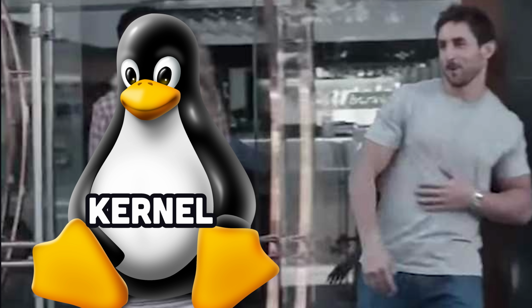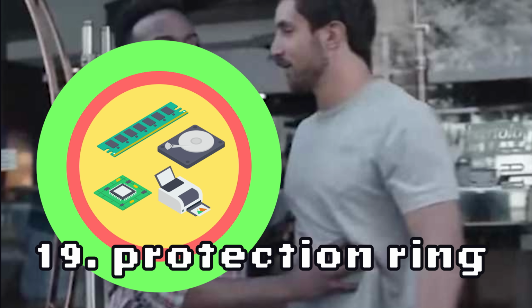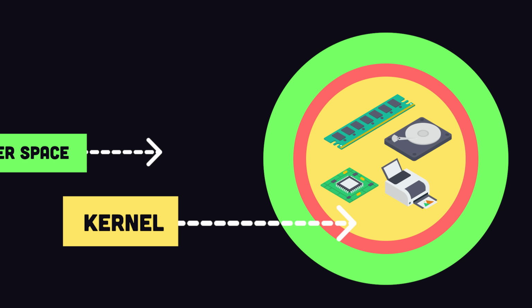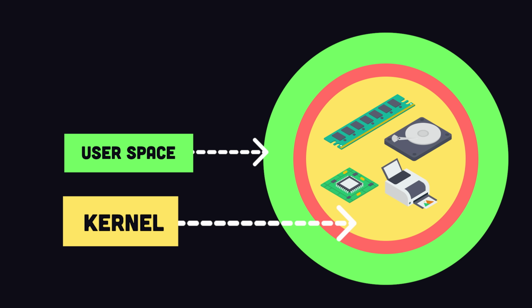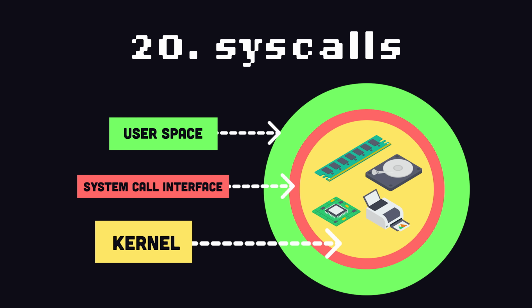Pretty cool, but you can't just walk up and mess around with the kernel. And that's because it's surrounded by the CPU's protection ring. At ring zero, we have the kernel with the highest level of privilege, while most of us normies in user space live in ring three, with the lowest level of privilege. But often, you'll want to do something that requires access to the kernel, like write a file to the file system. And that's where system calls come in.